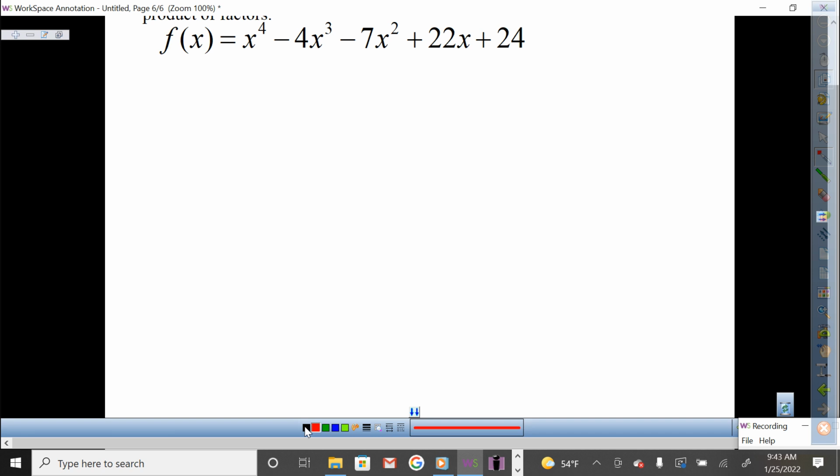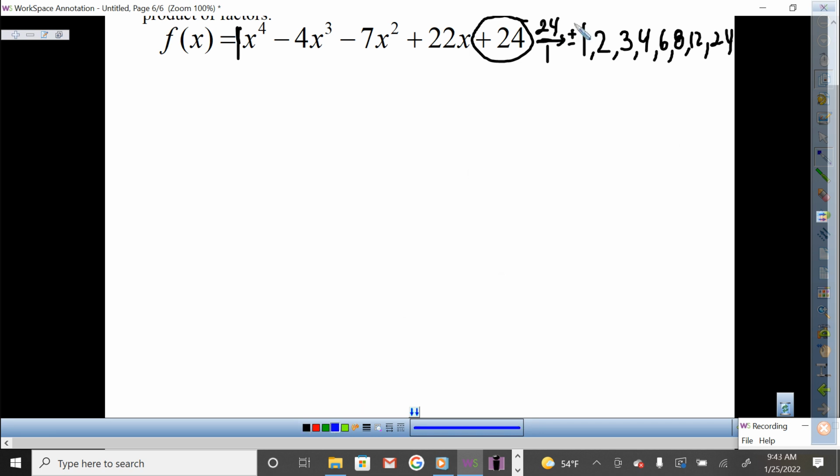Oh yes. All right. So, what would be our fraction for this one, everyone? Tell your neighbor, please. 24 over 1. Yes, 24, which is our constant, and leading coefficient of 1. So factors of that, plus, minus. Let's see, 1 times 24, 2 times 12, 3 times 8, 4 times 6. And that's it, right? All right, so let's get to work.